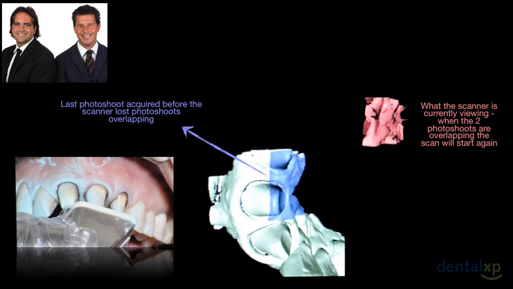So the photoshoot of the blue frame that you can see here in the 3D model generated, that is the last photoshoot acquired before the scanner lost the photoshoot overlapping, has to be exactly the same as the one on the top right. And when the two photoshoots overlap again, the scan will start.